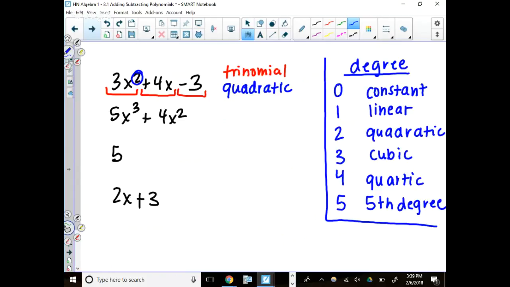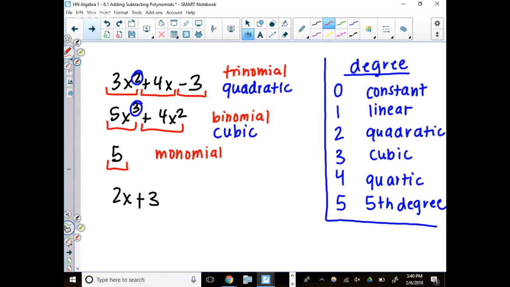All right, next one. Count how many terms: 1, 2. So this would be a binomial. Highest degree is 3, so this makes it a cubic. So we're categorizing them in 2 ways. This one, count the terms. This is 1, so this is a monomial. There are no variables, so that means no exponents. So again, this is a constant term, which should help you remember that this is going to be a constant function.